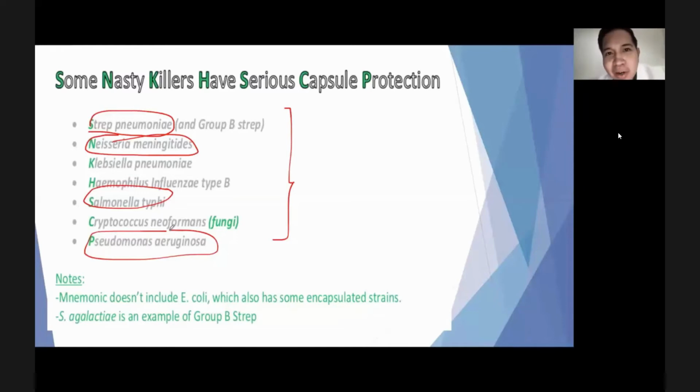2018 board exam in microbiology, set A, ang tanong po doon: the following bacteria are encapsulated except blank. O diba? Very short question, pero that's already 1 point. If you know this mnemonic, you'll get the 1 point. Okay? So it really helps na alam natin itong mga to.